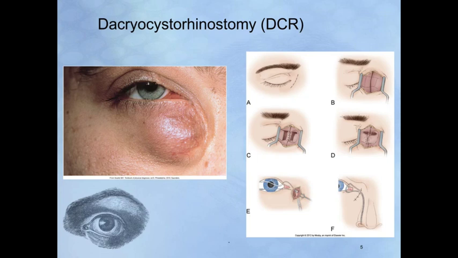The dacryocystorhinostomy, also called a DCR, is the creation of a permanent opening in the tear duct for drainage of tears. This procedure can be done open or endoscopically.